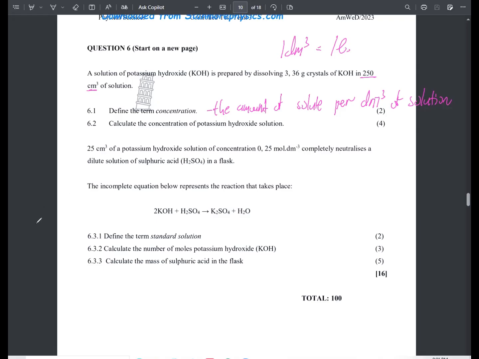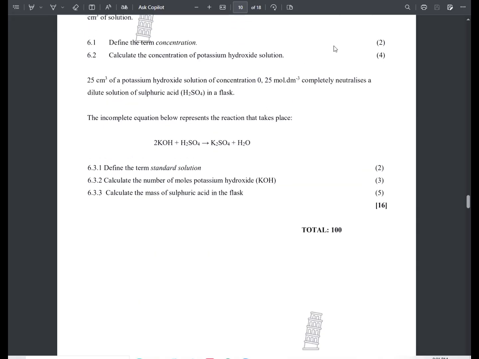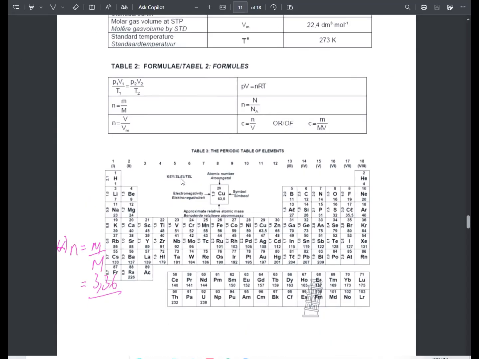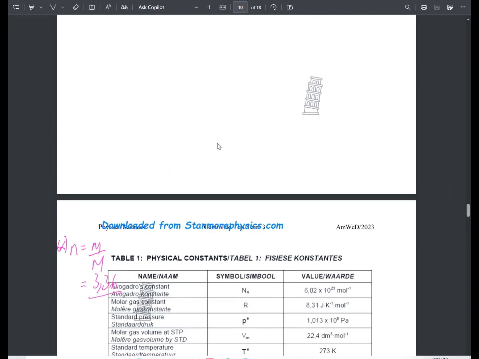Now, there are 2 formulas which you can use for that one. There are 2 schools of thought in terms of that. You can either go with the longer method, which is first calculating the number of moles, which I don't really like if I'm given the mass. So n is equal to mass over the molar mass. You take the 3.36 and then you say the molar mass of potassium hydroxide. What is potassium from the periodic table? I think I've forgotten that one. So K is 39. Okay.